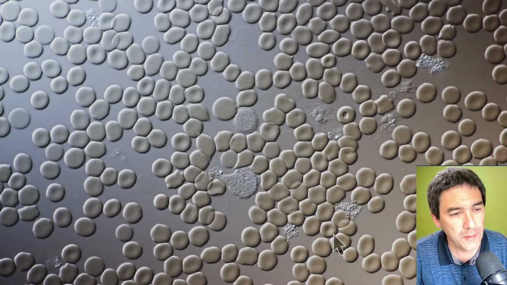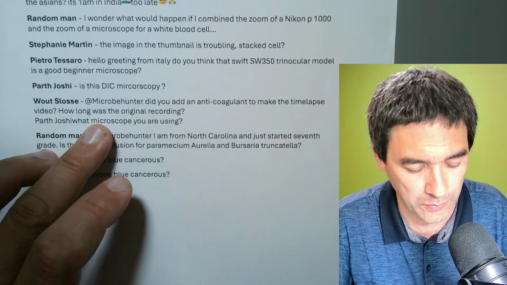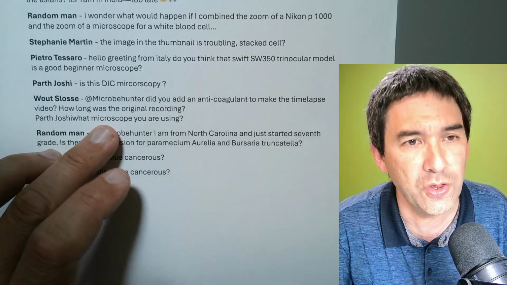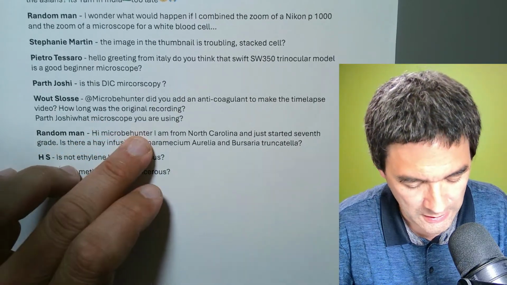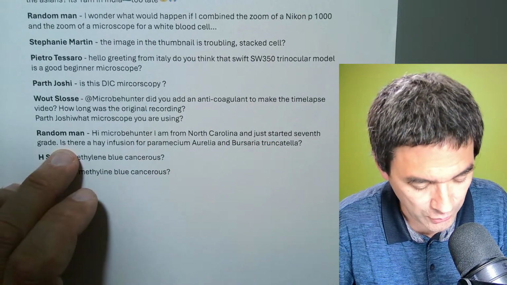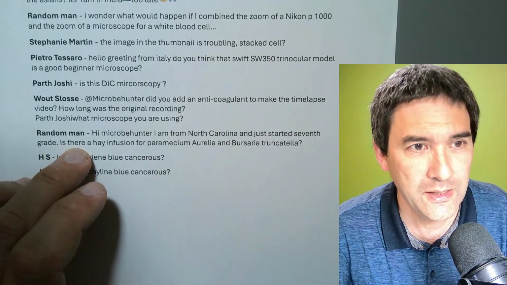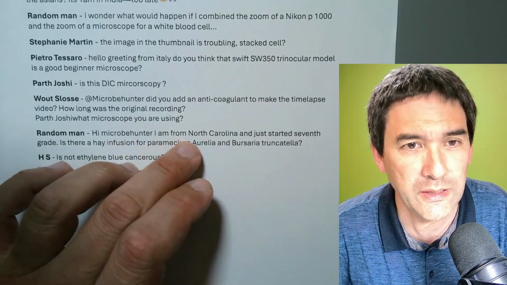What microscope am I using? I'm using an Olympus microscope. It's a BX53 microscope. I'm from North Carolina and just started the 7th grade. Okay. Is there a hay infusion for Paramecium, Aurelia, and Boseria?